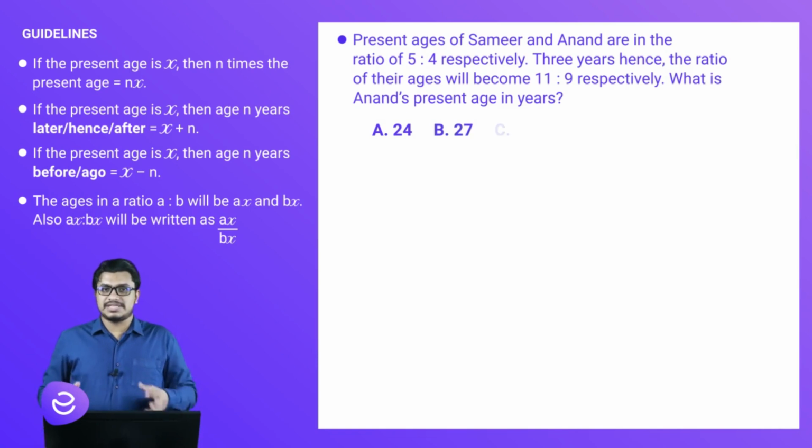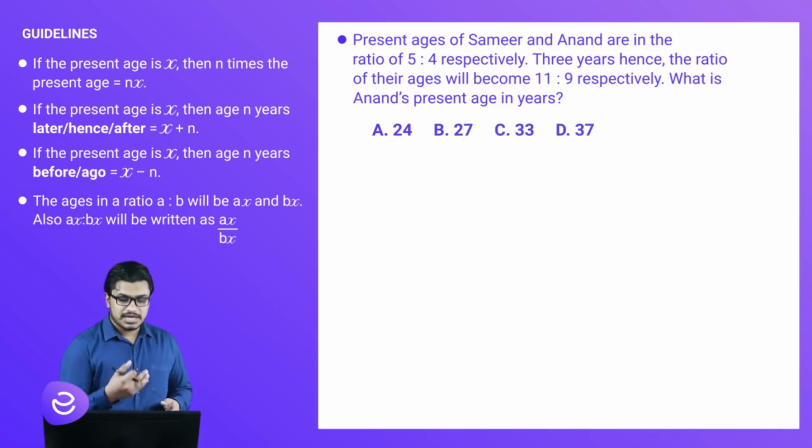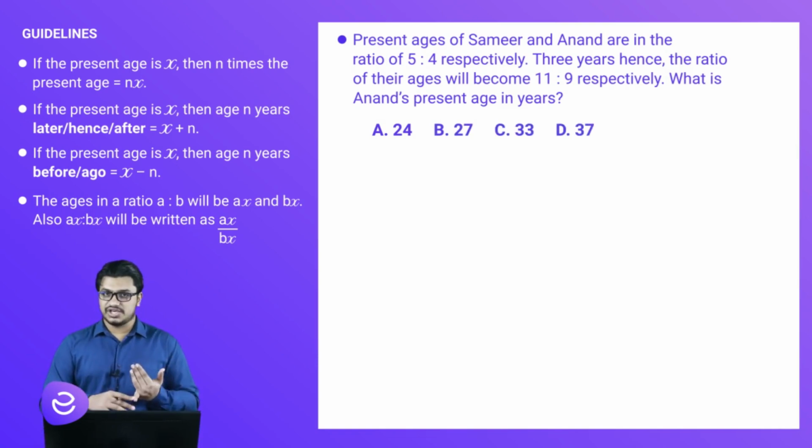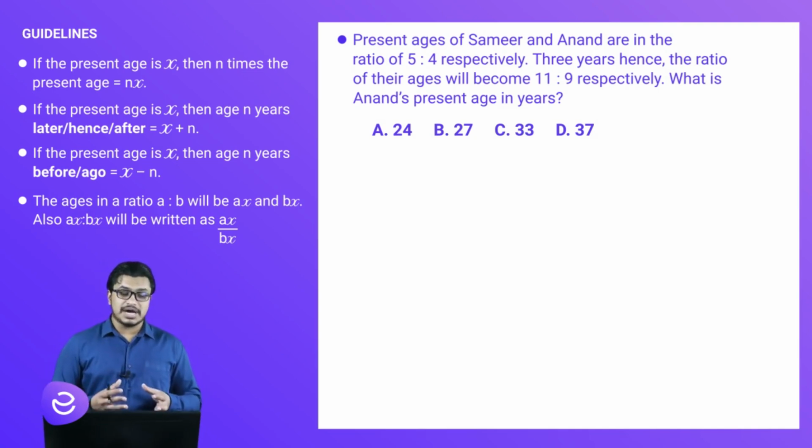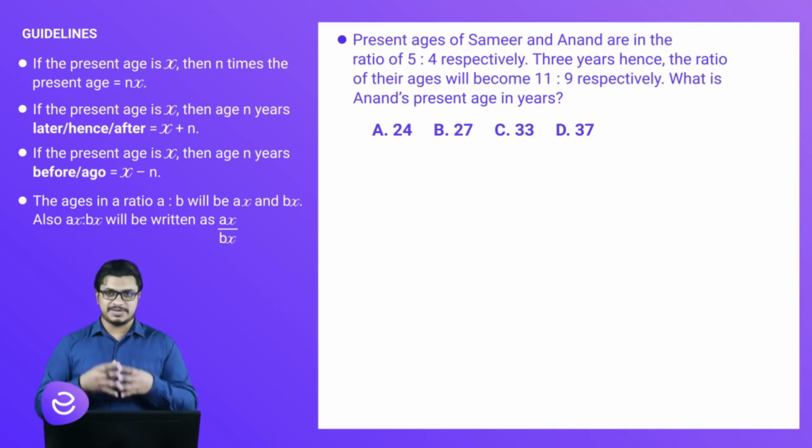So, here as per the guidelines, we have many things to apply. Here there is a ratio, and here there is a word called hence. So, we will have to apply those. Let's read the question once again. Present ages of Samir and Anand are in the ratio 5:4 respectively. As per the guidelines that we have given you, we know that 5 and 4 are not their actual ages. It is just a representation of their ages.